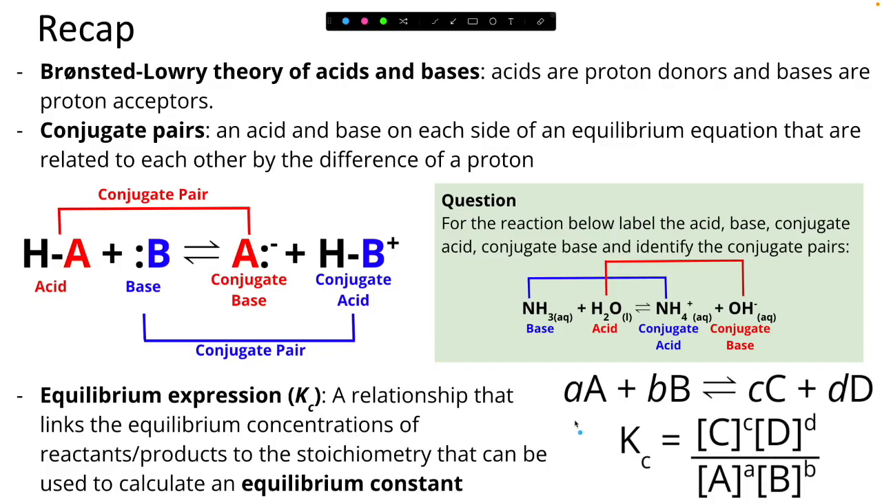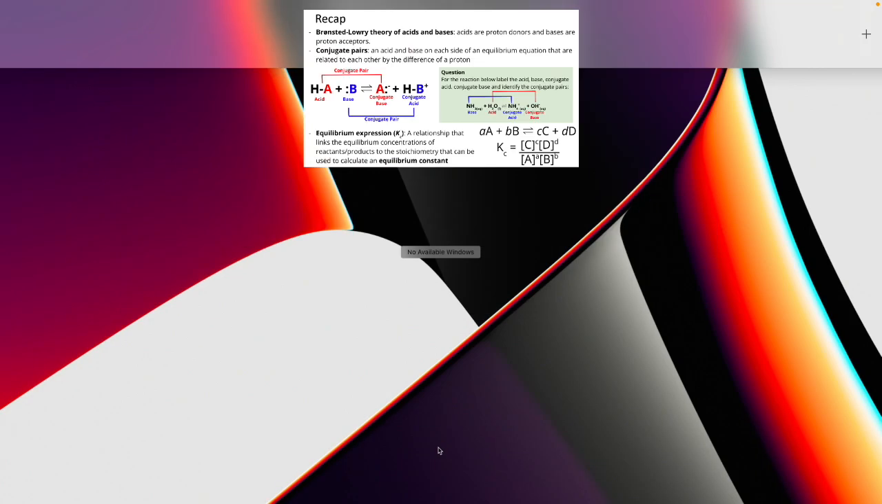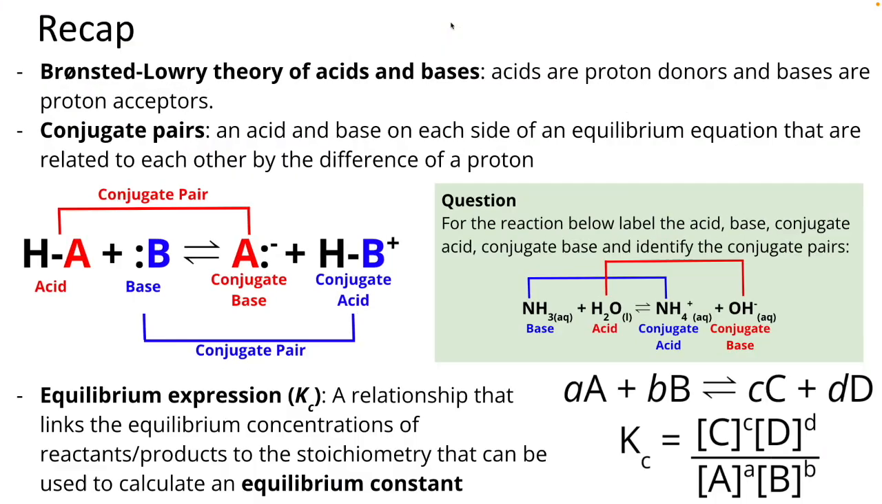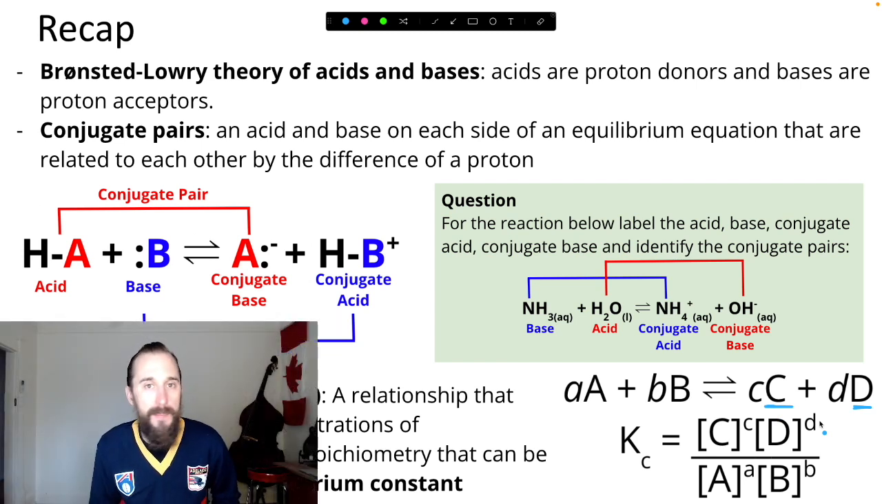So let's remind ourselves about this one. We have some sort of generic equation, A plus B goes to C plus D. It links the concentrations of reactants and products, where we put the products over the reactants. You can think of it as the concentration of the products over the concentration of the reactants. But the stoichiometry is going to play a part, so that needs to be accounted for as well. If we've got species C and D, this is just a generic example, we've got all sorts of different types of reactions.